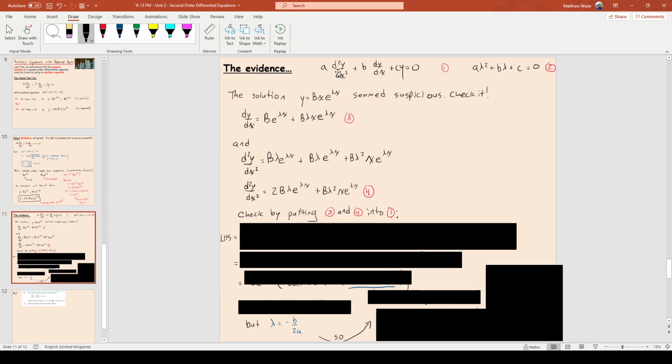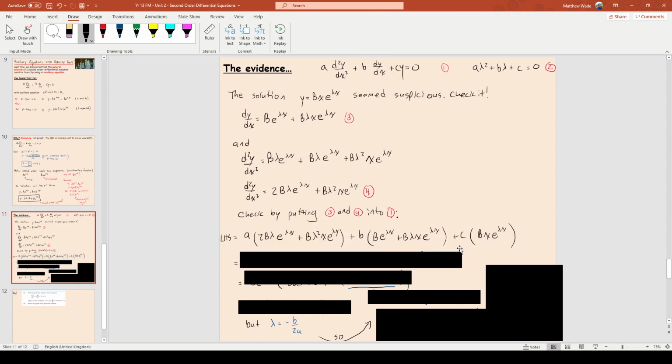Okay, so here we go. How are we going to check it? Well, we're going to pop them into here, and we're hoping that 0 comes out. So considering the left-hand side of equation 1 of the general form, you're going to get that. Okay? That's it with them all popped in. So A, B, and C, you can see them in the front, and then you've got that.